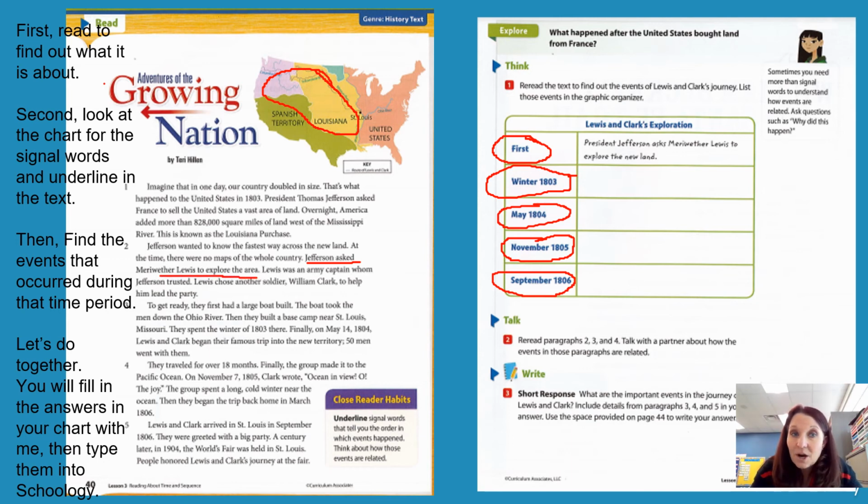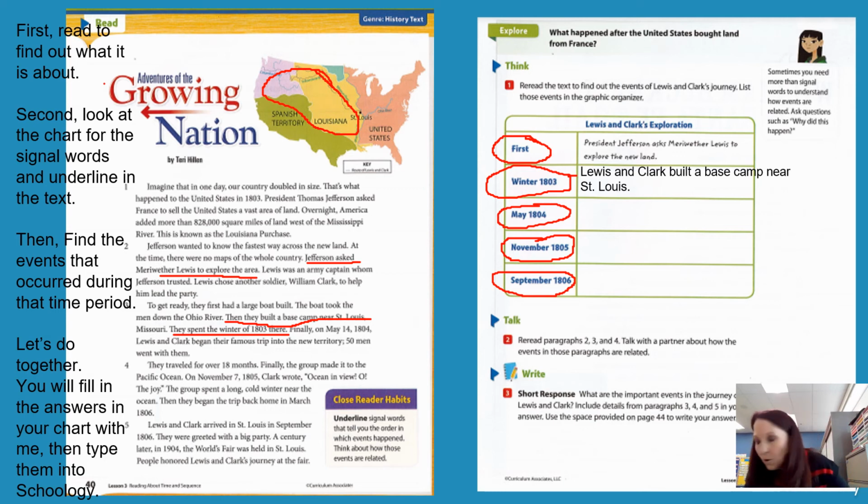Okay, so the next part we were supposed to find was winter 1803 and underline what happened in that part of the text. So this is what you should have had underlined. And it doesn't say anything really after that, so we need to look before that. And it says they built a base camp near St. Louis. Well, we need to say who they is. So in the chart, you make sure you put the names. Lewis and Clark built a base camp near St. Louis. Okay, the next date is May 1804, and we see that over here.